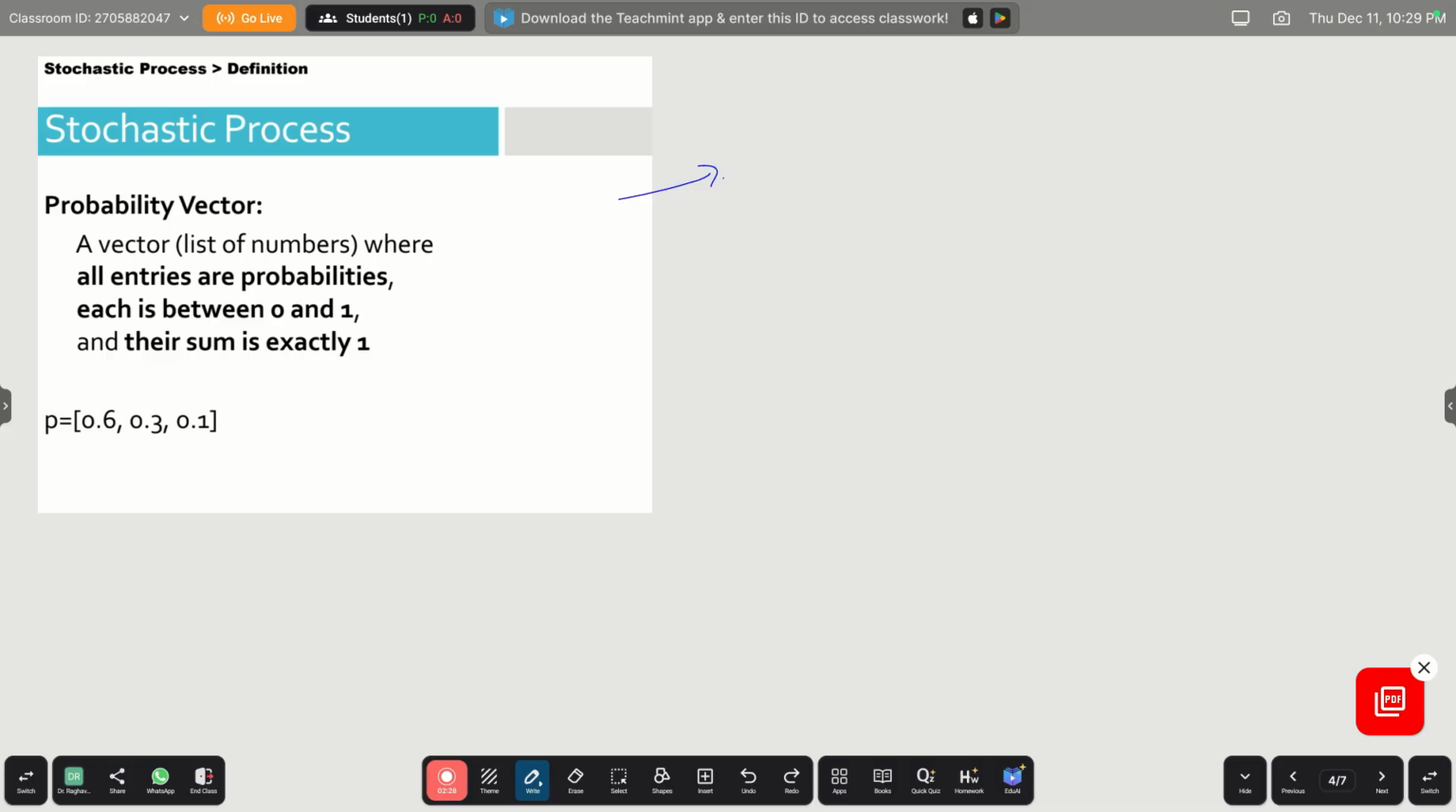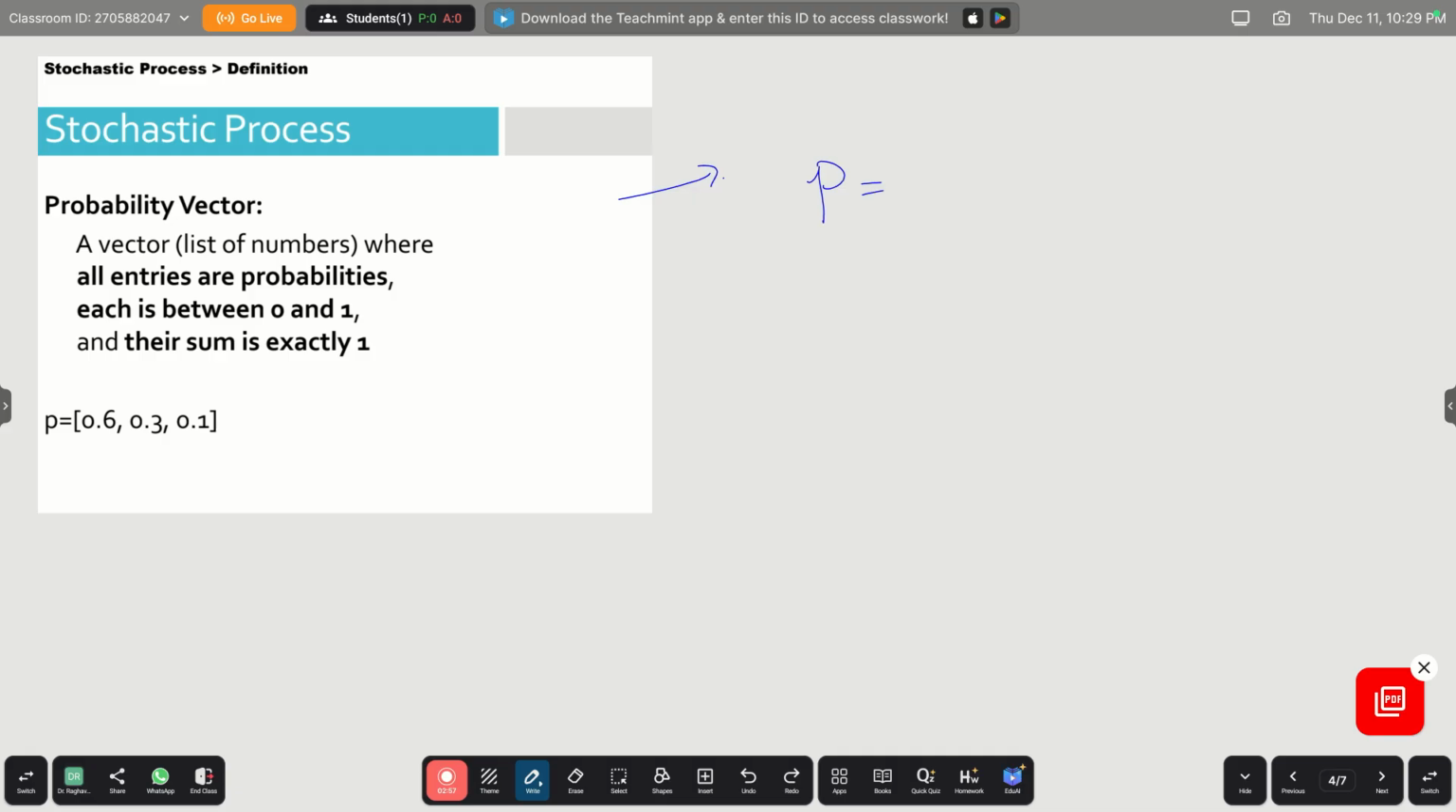A probability vector is a vector whose entries are probabilities. That means the entries will always be between 0 and 1, right? And also the sum of all the entries is equal to 1. Such a vector is called a probability vector. Let me consider a few examples.